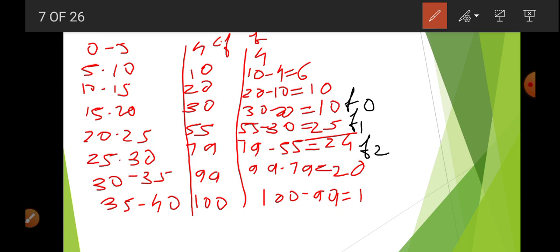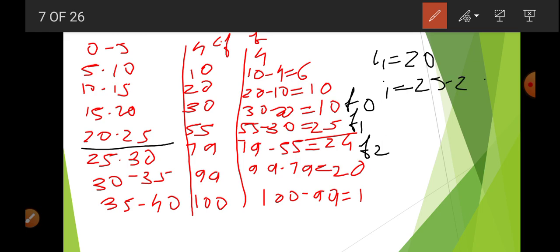Okay, now L1 will be 20. L1 will be 20, and i means what?